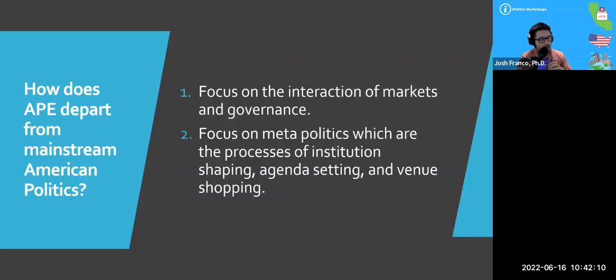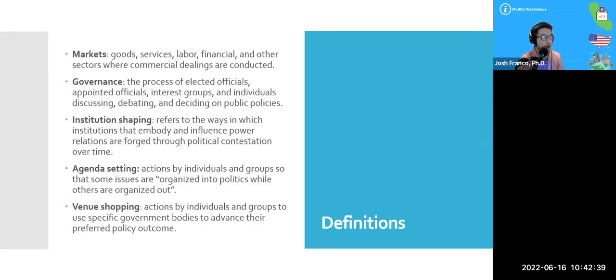So, like was mentioned before, AP departs from mainstream politics in two specific ways. It focuses on markets, the interaction of markets and governance. So what it's basically doing is bringing the economy and economic actors into our understanding of political institutions and behavior, and then focuses on metapolitics, which consists of these three elements of institution shaping, agenda setting, and venue shopping, which I'll define next. So what are markets?